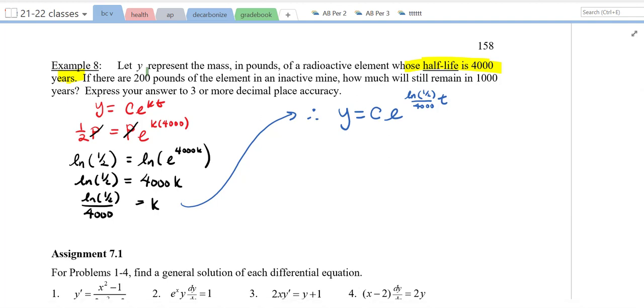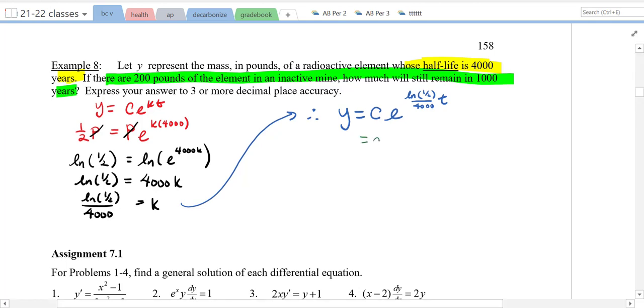Now we can use the rest of this. If there are 200 pounds of element in an inactive mine, how much will remain after 1,000 years? So let's go ahead and plug that in. 200 e to the natural log of 1/2 over 4,000, and we're multiplying this by 1,000. So I can simplify that. E to the natural log of 1/2, and 1,000 over 4,000 is just 1/4 or divided by 4.